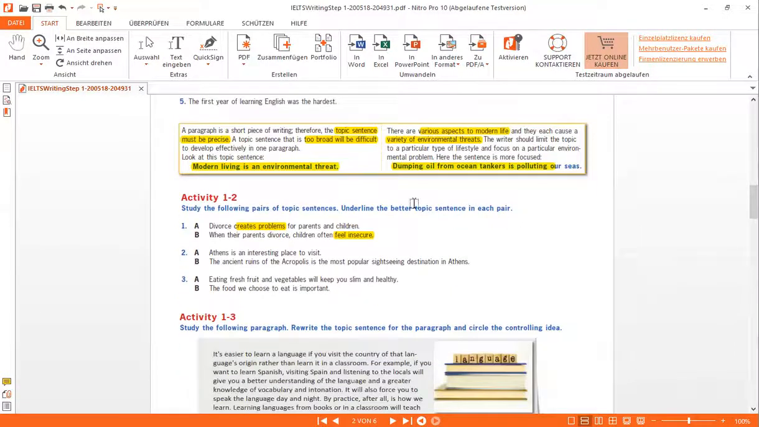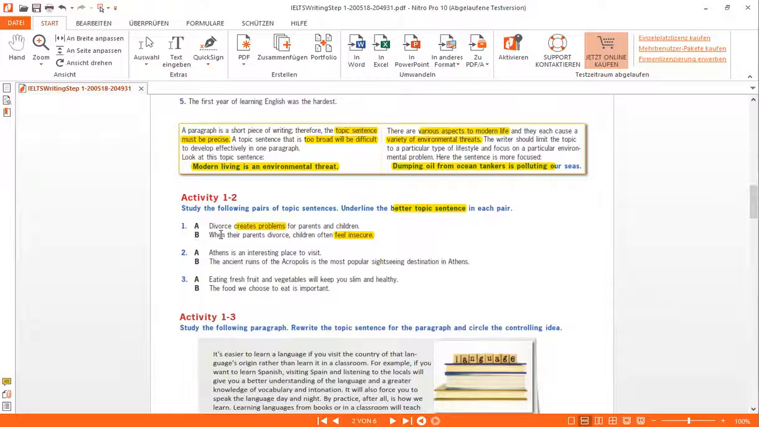So in this exercise, we're going to train identifying or writing precise and narrow topic sentences by comparing them to broader topic sentences. In activity 1 to 2, you have to study the pairs A and B. One of them is too broad, and the other one is very narrow, and that is good. Underline the better topic sentence in each pair. All right, which one is the better topic sentence? The better topic sentence is the one that is precise and not too broad.